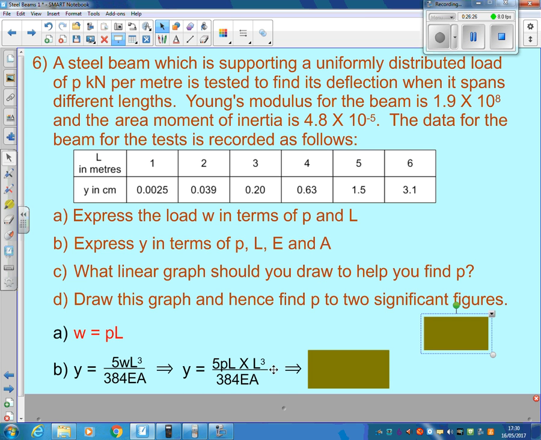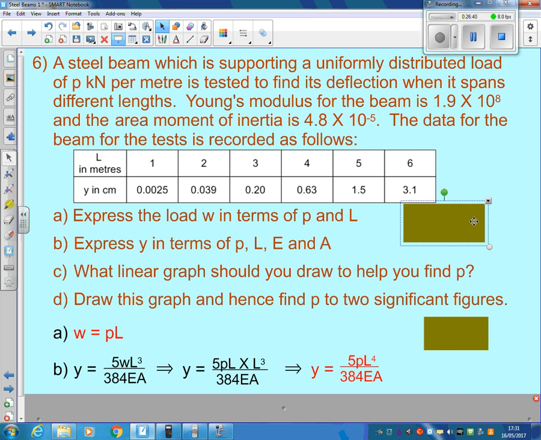Now, we want to simplify this because you've got an L times an L cubed. That's L to the power of 1 times L cubed. That becomes L to the power of 4. So it's L to the power of 1 times L to the power of 3 is L to the power of 4. It's because, if you like, that is L times L times L, times by another L. So it was L times L times L times L, which is L to the power of 4. So that's what the Y is now in terms of P, L, E, and A.